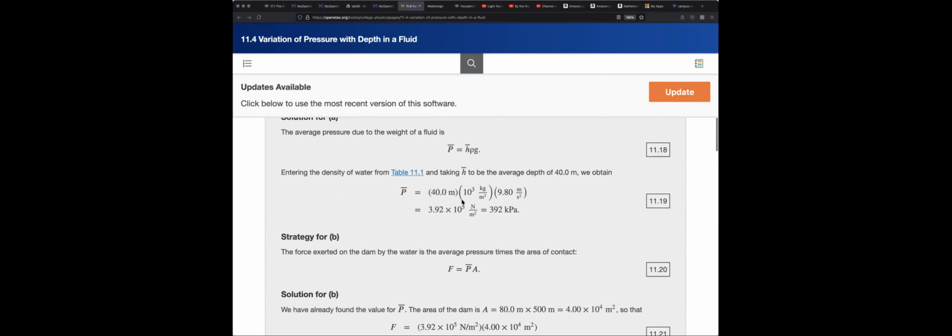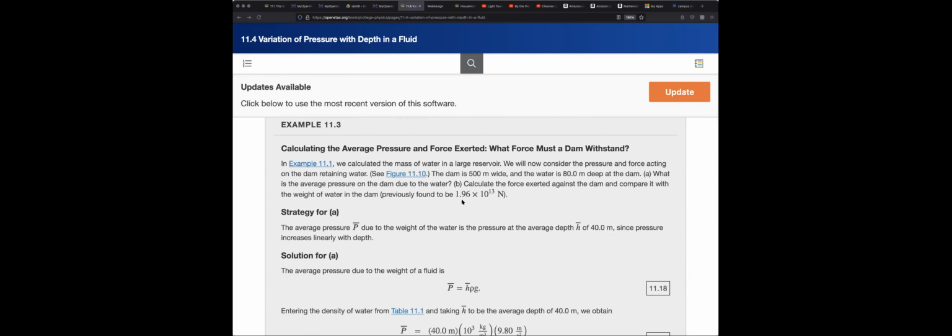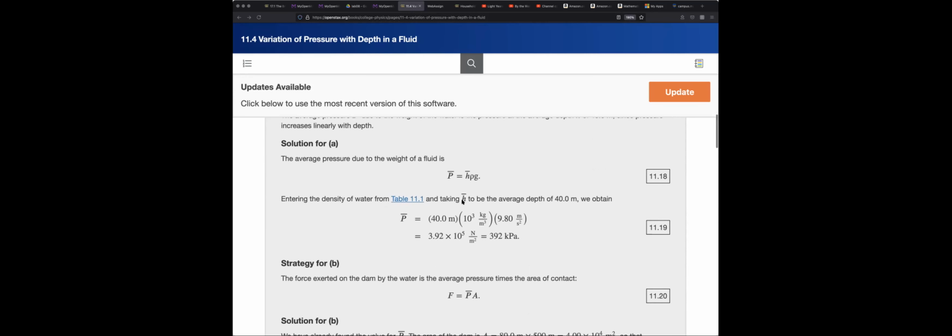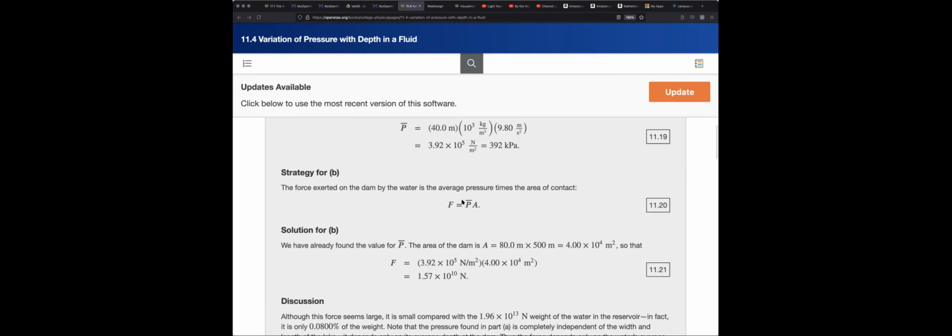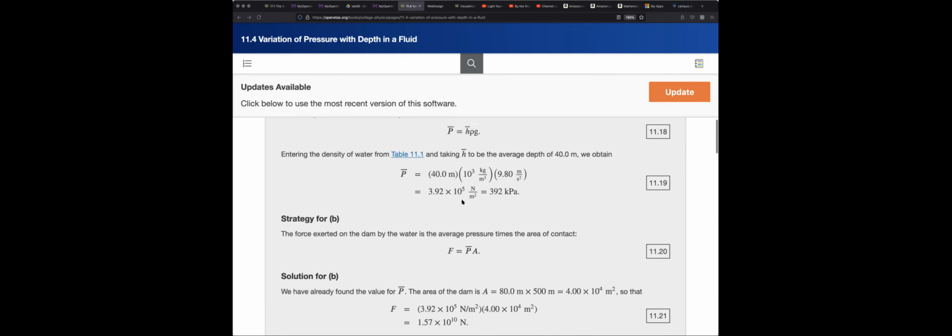Where did the pressure go? Here's the pressure. Where did the pressure go? That's the force. Oh, here it is. So here's the pressure at the bottom. It is the average pressure across the dam, 392 kilopascal. So 392,000 Pascal. That's the average pressure across the dam.